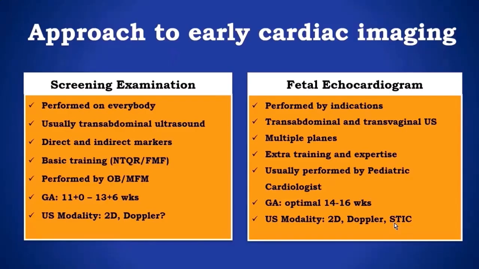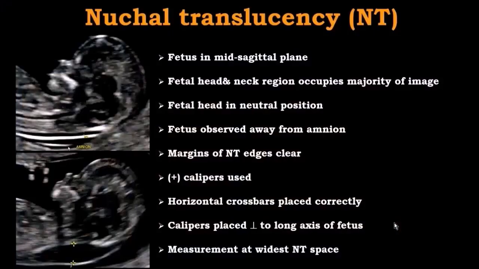So the idea is that we do screening to select the high-risk group where the fetal echocardiogram will be performed. With that, I'm going to focus mostly on the screening techniques for this presentation, and then we will touch a little bit on the fetal echocardiogram. So how did the screening of the cardiac anomalies initially start?